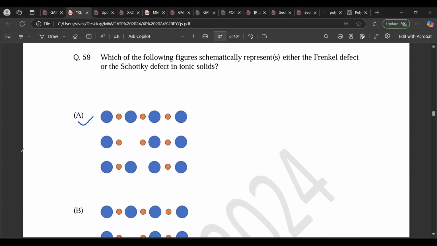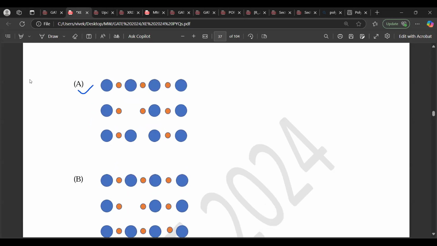Next is a very interesting question. Frenkel and Schottky. What is the Frenkel definition? By definition, Frenkel is when your positive charge goes into the interstitial. That's it. And what is Schottky? One positive and one negative together go out of the lattice. For example, you see here, one negative is missed here, and one cation is missed here, right? So it's a Schottky.